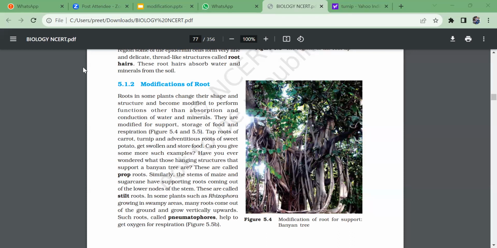Taproot of carrot, turnip and adventitious root of sweet potato get swollen and store food. Can you give some more examples? Not required, because NCERT mein itna hi hai, kafi. Have you ever wondered what those hanging structures that support the banyan tree are? They are prop roots. Similar to the stems of maize and sugarcane, which have supporting roots coming out of the lower nodes of the stem. These are called stilt roots.